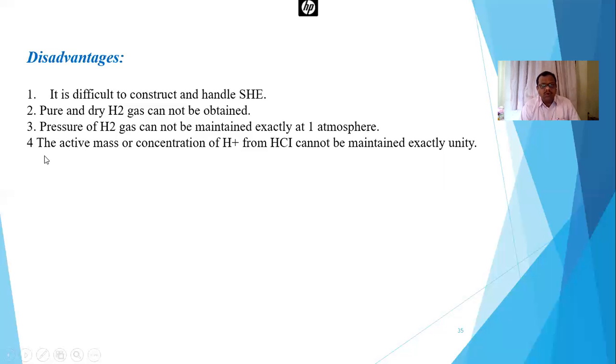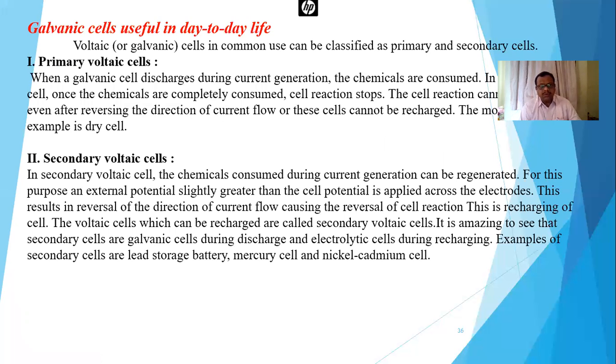And one more point is that the concentration of the H plus ions in the HCl solution, which is to be maintained at 1 molar, cannot be maintained continuously. So these are the disadvantages of the standard hydrogen electrode.